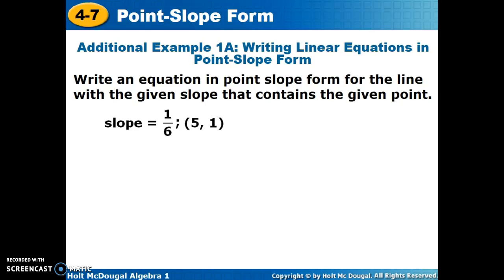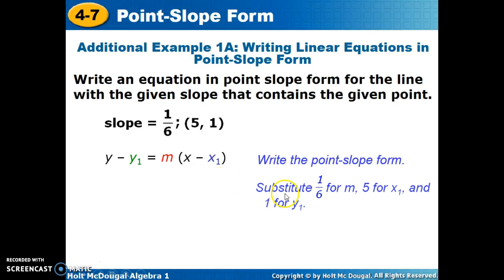So let's write the equation in point slope form for the line with the given slope that contains this given point. Now think right now in your mind what that form of the equation looks like. It's y minus our point, y1, slope times x minus our point, x1. So we're simply going to substitute those values in. 1 for y, 1/6 for m, and 5 for x.